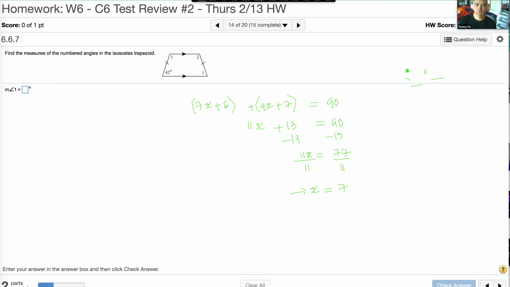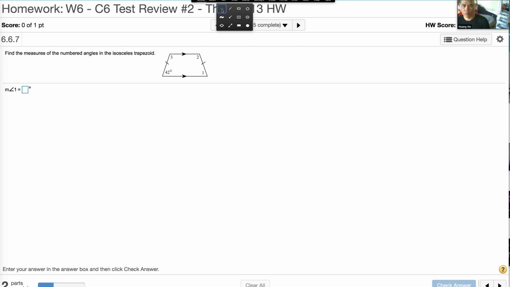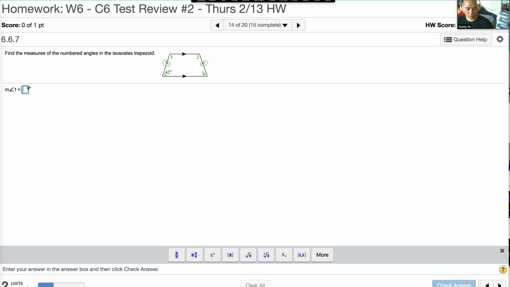Alright, question 14. They give you an isosceles trapezoid. So when they say isosceles trapezoid, oh, it's right here. The two legs are congruent, so therefore the two base angles right here have to be congruent. So angle 1 and 42 have to be congruent. So I have to put right here angle 1, 42 degrees.